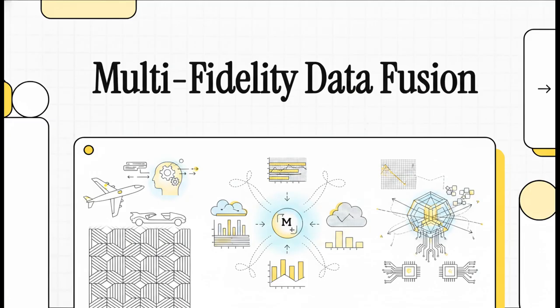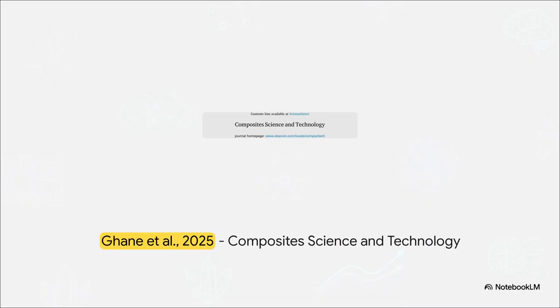So today, we're looking at a fascinating technical solution to this exact problem, a brand new framework for multi-fidelity data fusion. Our foundation for this explainer is a 2025 paper by Gane, Fagerstrom, and Merkaloff, published in Composites Science and Technology, and they are tackling this bottleneck head-on.